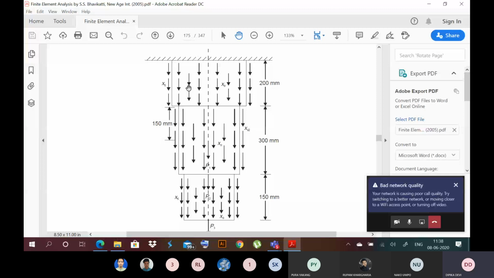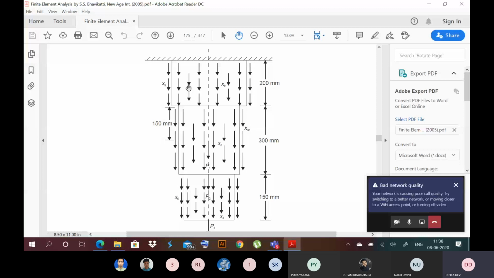We use the term delta for the nodal displacement vector. We have used u with a suffix, but here they have used delta for the nodal displacement vector. In place of u1 they have used delta 1, and in place of u2 they have used delta 2. So this is the nodal displacement vector of the element.